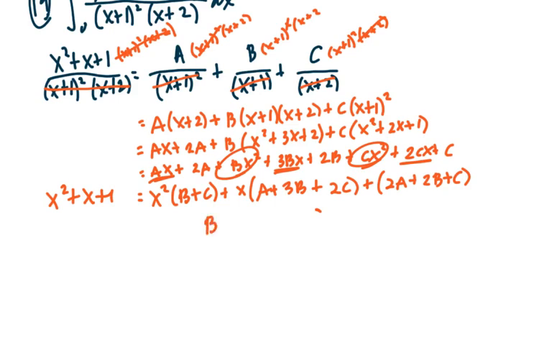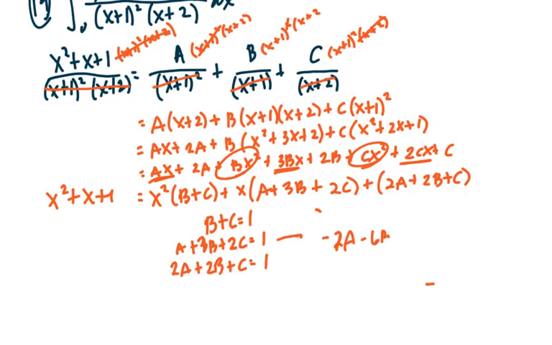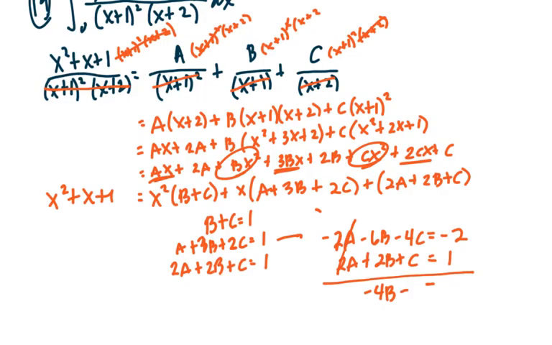So we know that b plus c equals 1. And a plus 3b plus 2c equals 1. And 2a plus 2b plus c equals 1. I'm going to eliminate the a's here. So I'm going to say negative 2a minus 6b minus 4c equals negative 2. 2a plus 2b plus c equals 1. So these cancel. Negative 4b minus 3c equals negative 1.